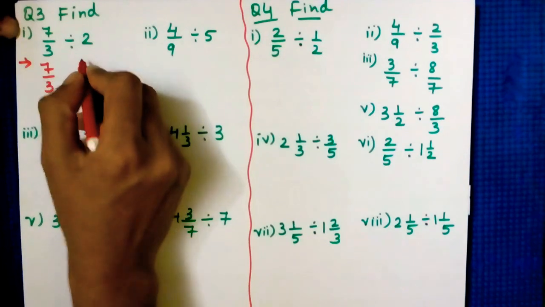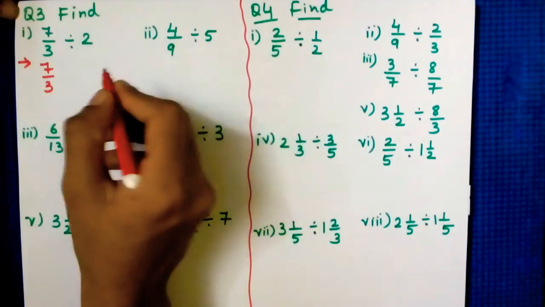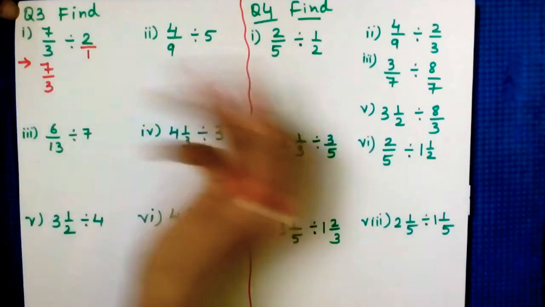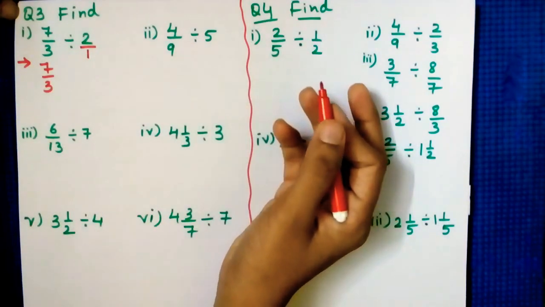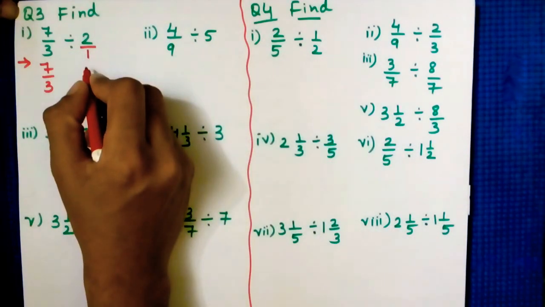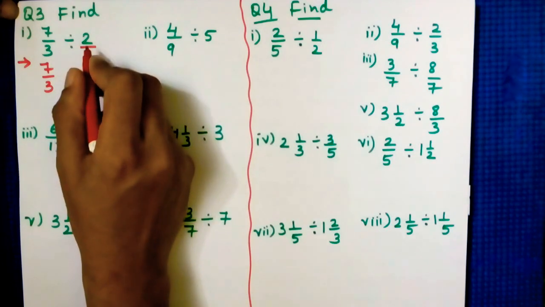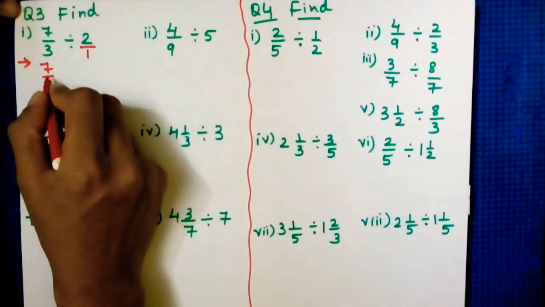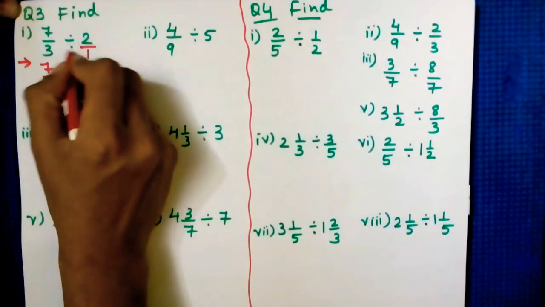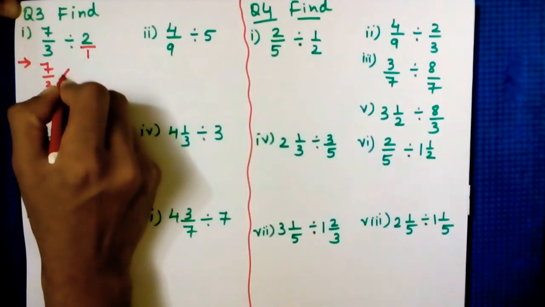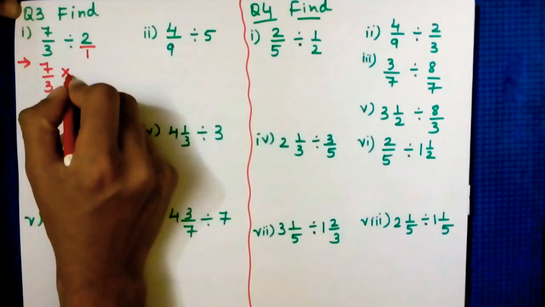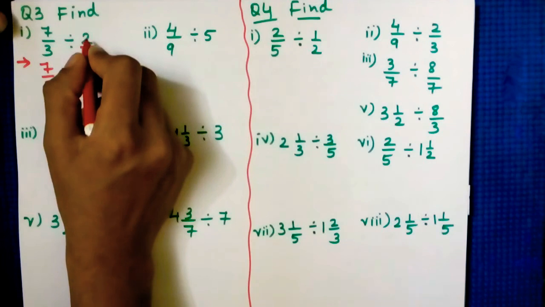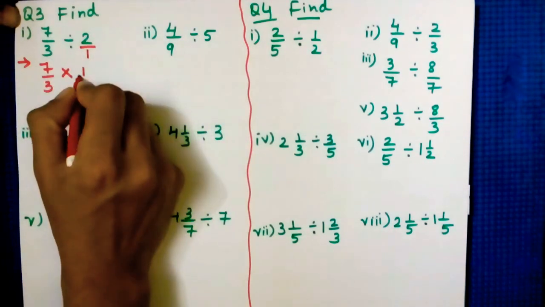Now you will ask how to take the reciprocal of 2. Very simple. Here only 2 is given. You can write 2/1. Whenever there is no denominator, you can write 1. So in place of 2, you can write 2/1. Now 7/3 we keep the same. The division sign we change into a multiplication sign, and at the same time we take the reciprocal. The reciprocal of 2/1 will become 1/2.